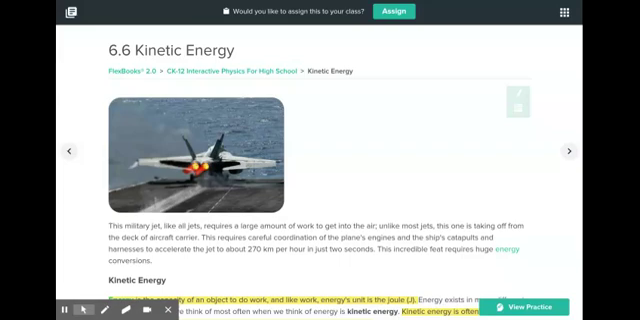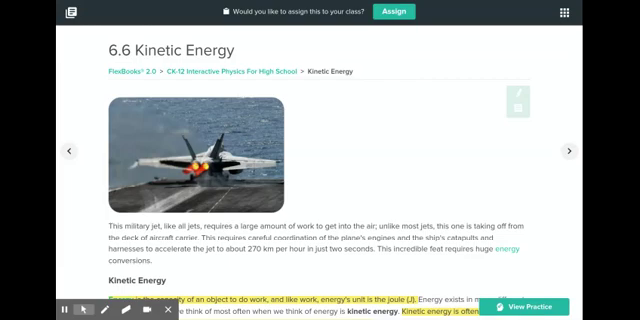Okay, so we are going to talk about kinetic energy. As you see in the picture, this military jet requires a lot of work to get into the air. This one is taking off from the deck of an aircraft carrier and requires careful coordination of the plane's engine and the ship's catapults and harness to accelerate the jet to about 270 kilometers per hour in just 2 seconds. Or this is a special case.